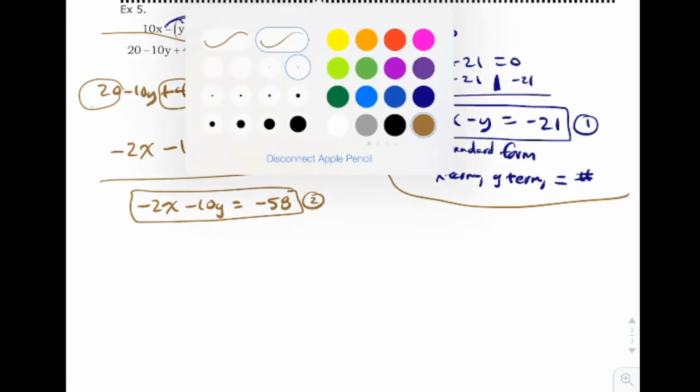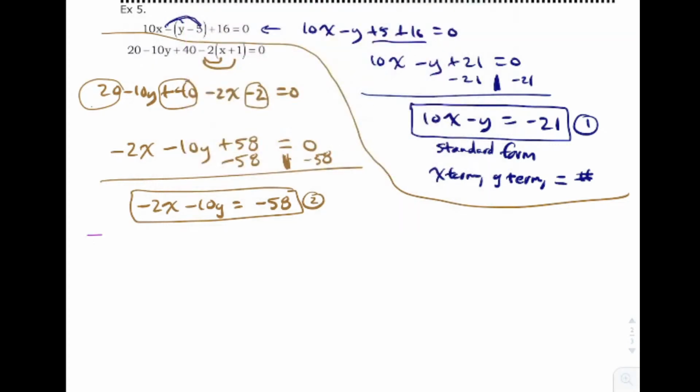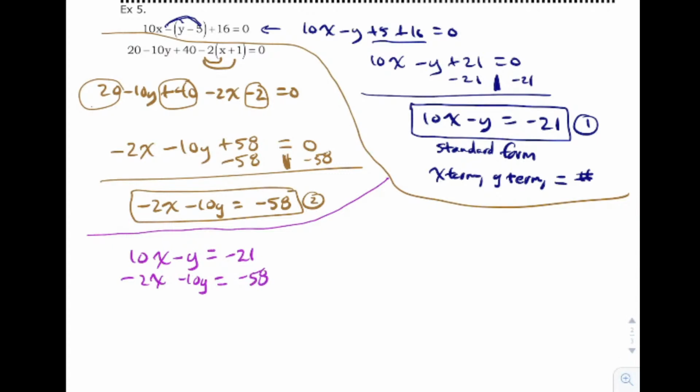Cool. Now that we got that done, we put these equations next to each other and have a look at them. 10x minus y equals negative 21. Negative 2x minus 10y equals negative 58. Those are the two equations that we need to solve together.